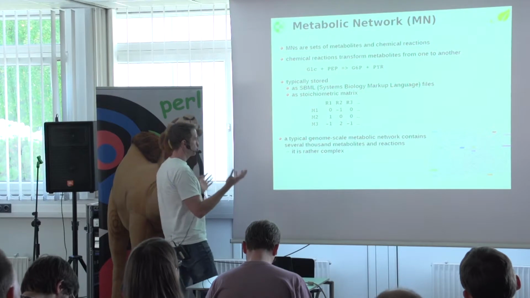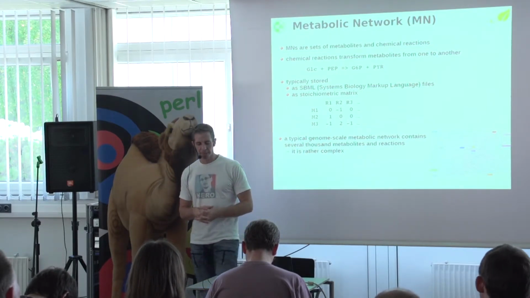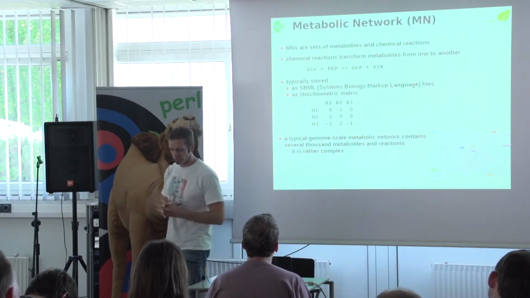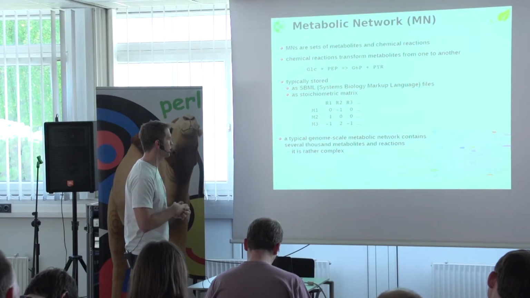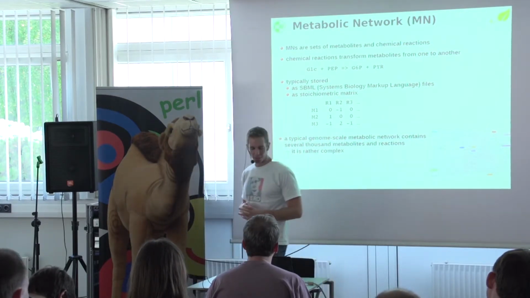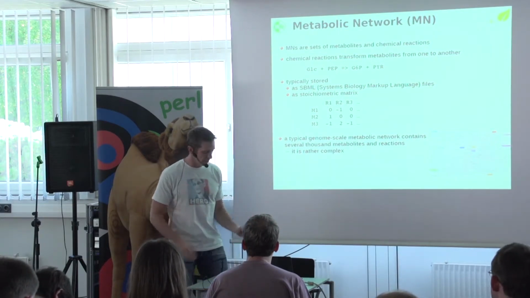When we talk about those networks, then the final goal is always to deal with the genome scale metabolic network. So there we deal with several thousand metabolites and reactions. So this picture, you can hardly see it, but this is actually a rather complex system, such a metabolic network of a regular cell.